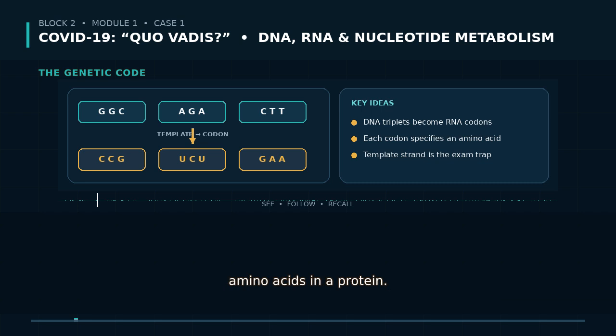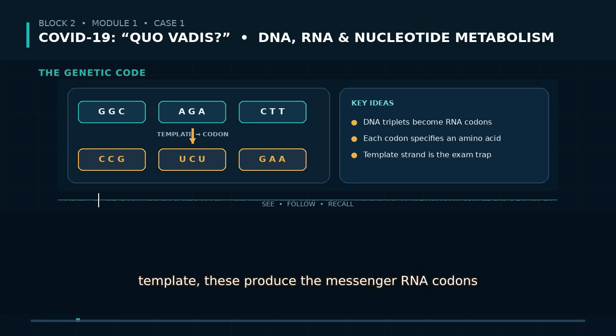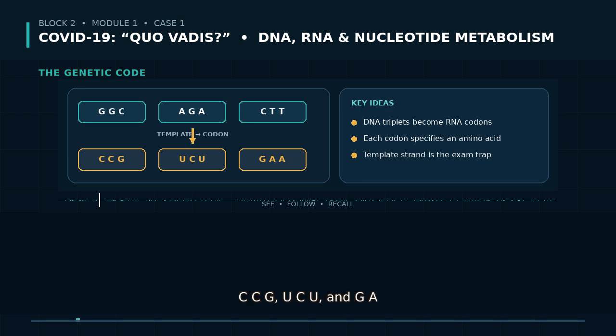Transcription, moving information from DNA into RNA. DNA remains mainly inside the nucleus, but many cellular activities occur in the cytoplasm. The cell therefore needs an intermediary that can carry genetic instructions from nuclear DNA to the cytoplasmic machinery that makes proteins. That intermediary is RNA. The process of making an RNA copy from a DNA template is called transcription.